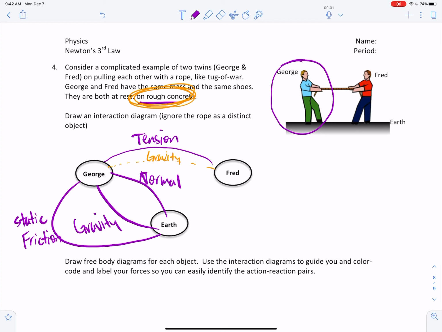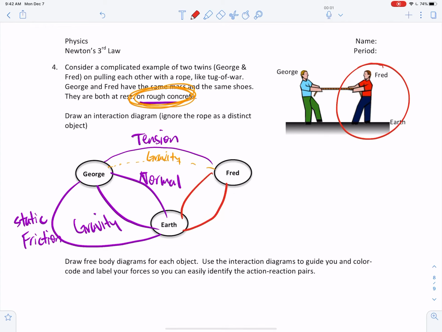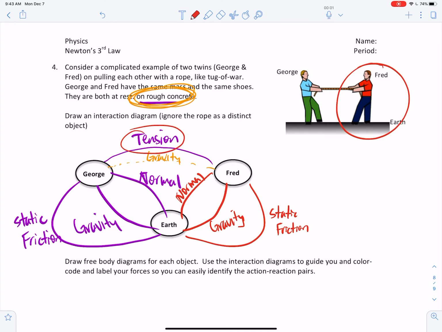All right, let's go now to focusing on Fred. And I'm going to change my color just to help us stay organized. Fred has all the same forces acting on him. He's interacting with the earth through a normal force, through gravity, and he's interacting with the earth through static friction. He's also interacting with George through tension, but I've already got that. And he's also interacting with George through gravity, but I've already got that.